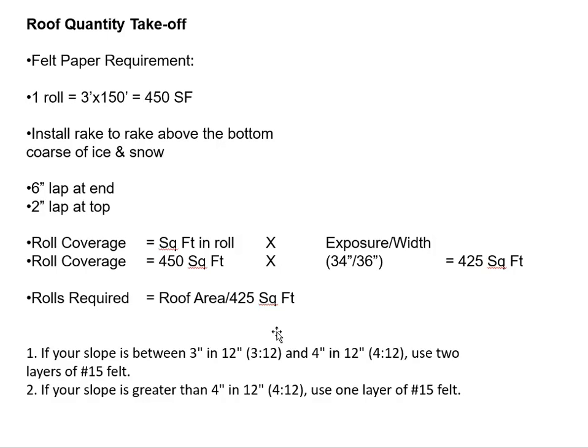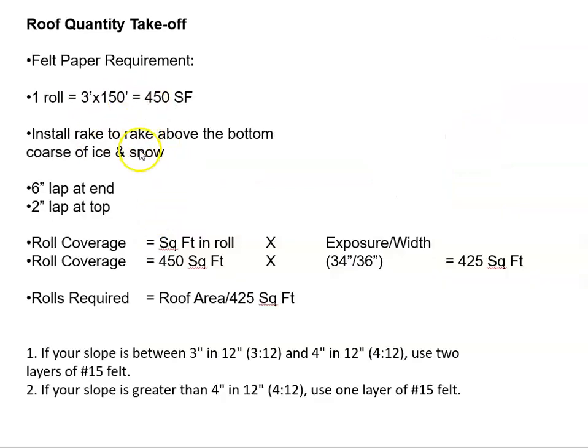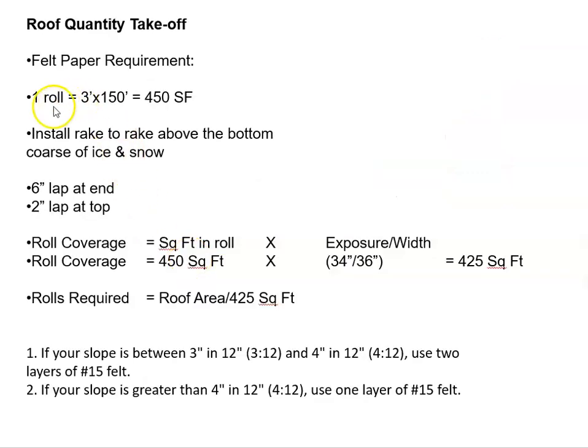Okay, so to determine this, it is a different dimension. So talking about the felt paper, which is here in the field. So 1 roll of felt paper. They come in different sizes, so you have to determine. This is just an example. If you're buying a 150 foot long roll, and they're all 3 feet tall, you have 450 square feet in that roll.